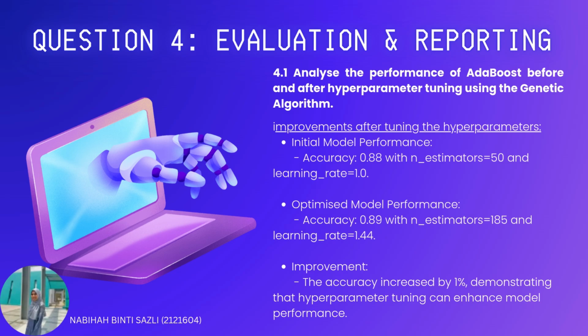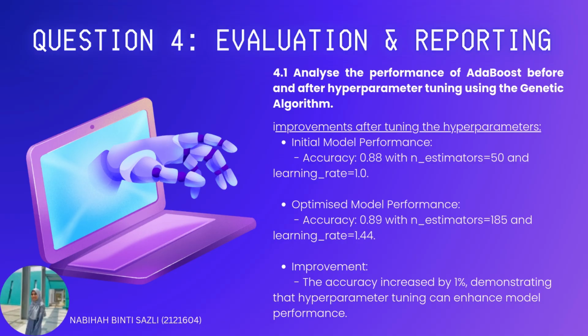All right, so moving on to question 4, which is about evaluation and reporting. Question 4.1 asks us to analyze the performance of AdaBoost before and after hyperparameter tuning using the genetic algorithm. The first question is about the improvements that we observe after tuning the hyperparameters, and the second one is about how the performance of the AdaBoost model changes with different values of n_estimators and learning rate.